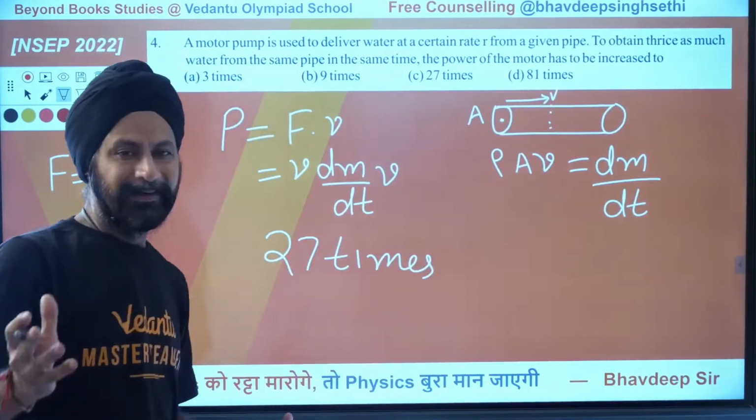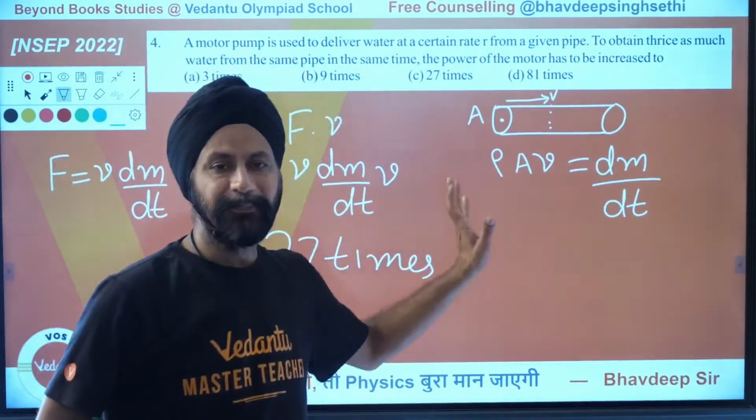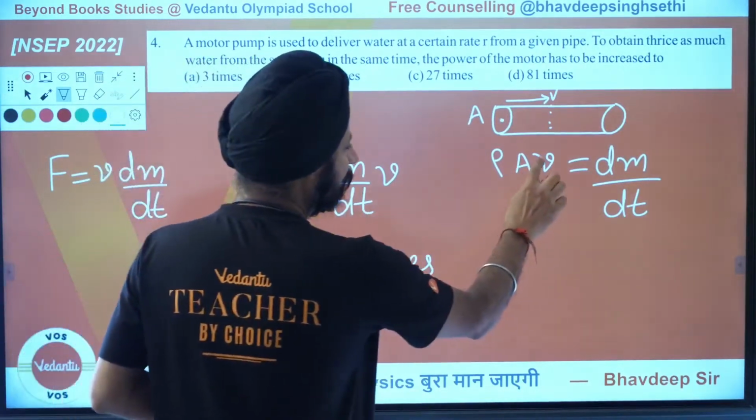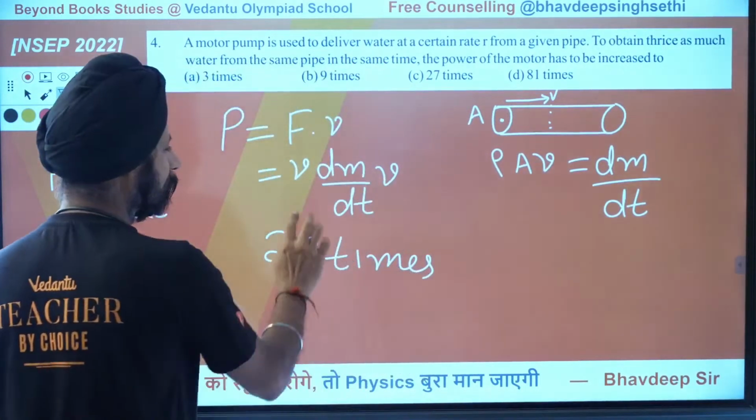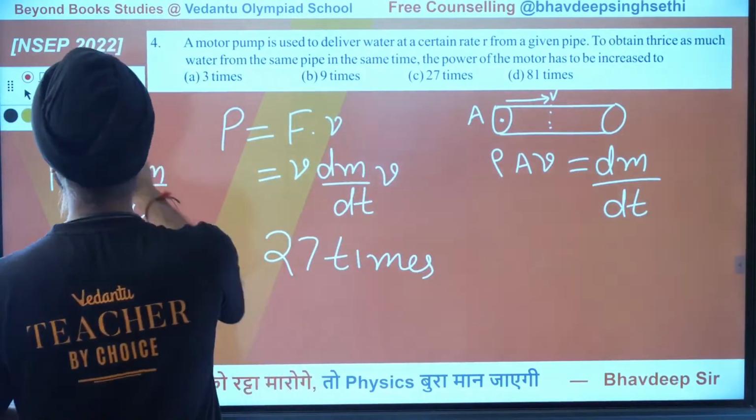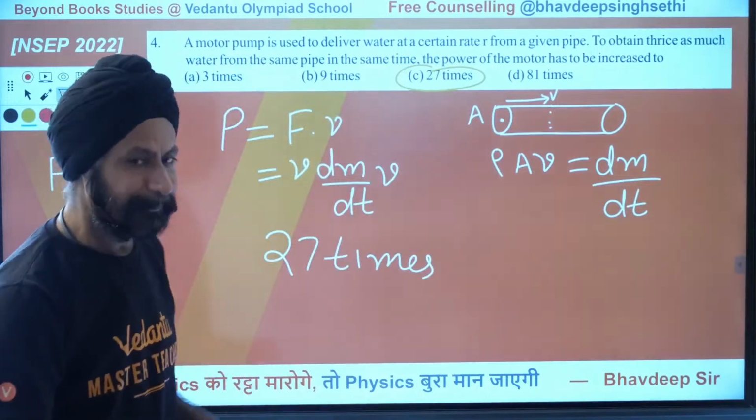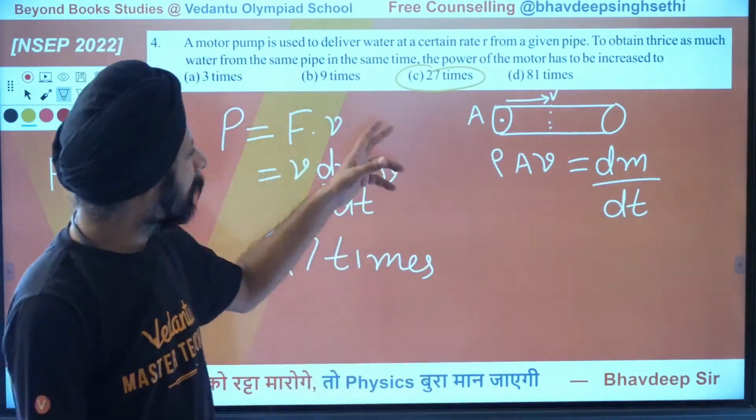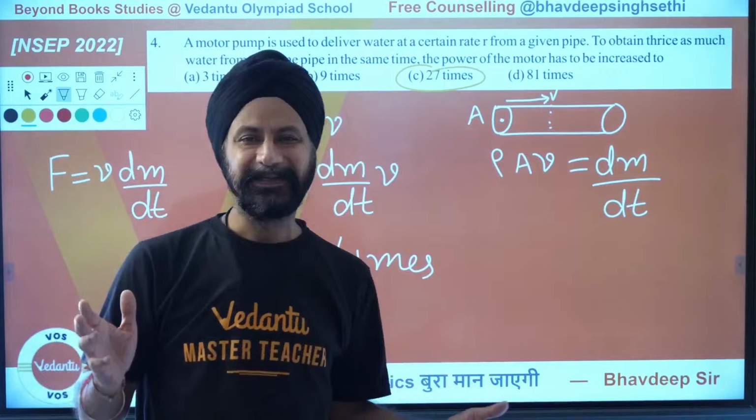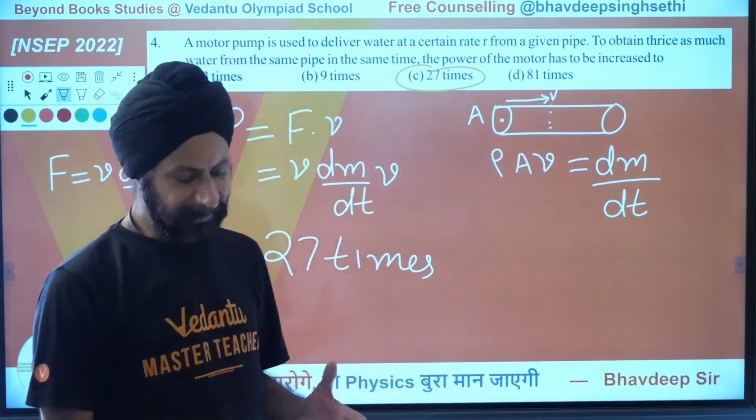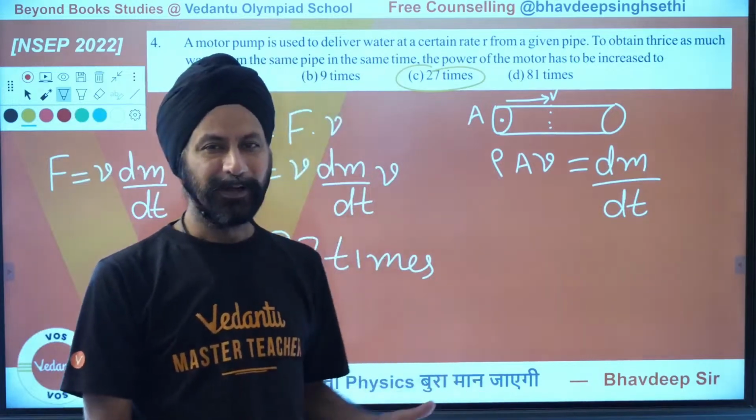Think that way. Because when you want to pump 3 times water, this becomes thrice, but even velocity becomes thrice. So 3 times 3 times 3 is 27 times will be your power. And this is a very beautiful question because if you know the basics of this, you could have solved this question in less than 30 seconds. Otherwise, you will be struggling with all those fancy equations, the noodle method.